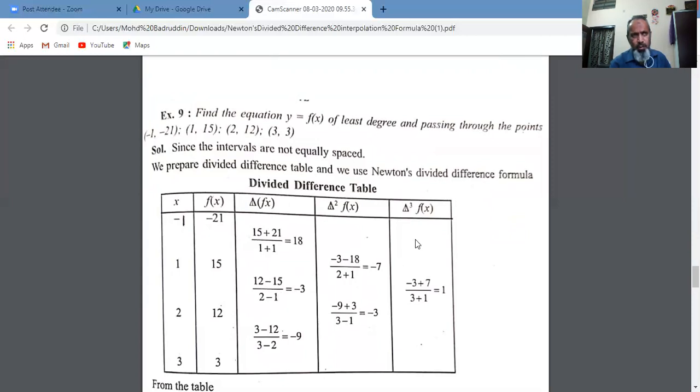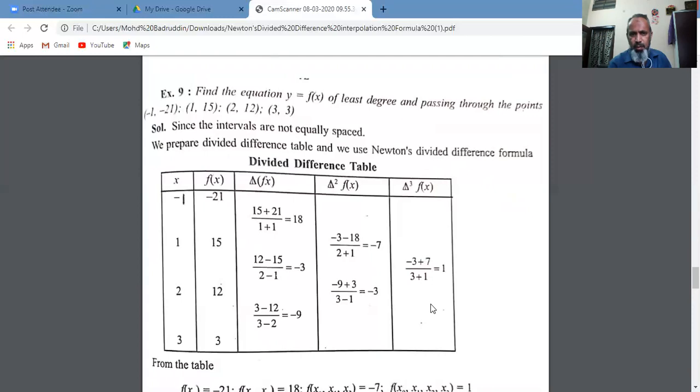So how to construct the third divided difference? Difference of second divided differences by 3 minus (minus 1). This is x0 and this is x3. So x3 minus x0, that is 3 minus (minus 1). Minus 3 plus 7 by 3 plus 1, so 4 by 4 is equal to 1. So we have constructed the divided difference table.